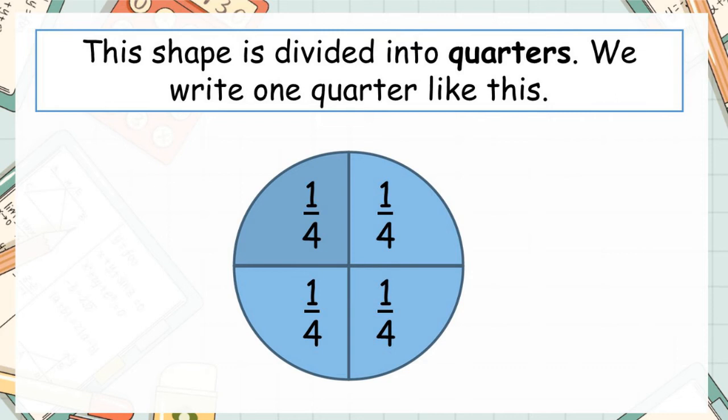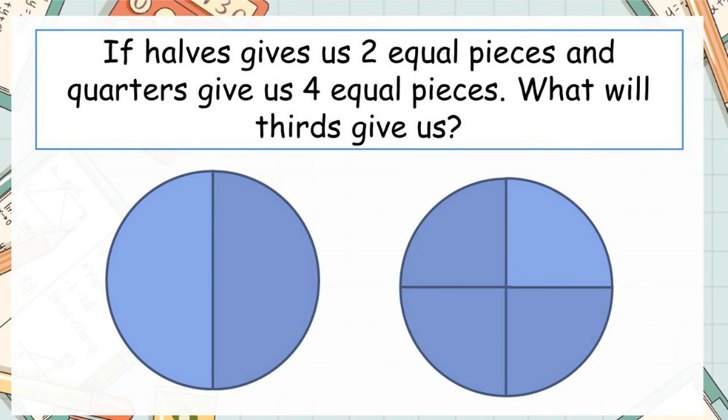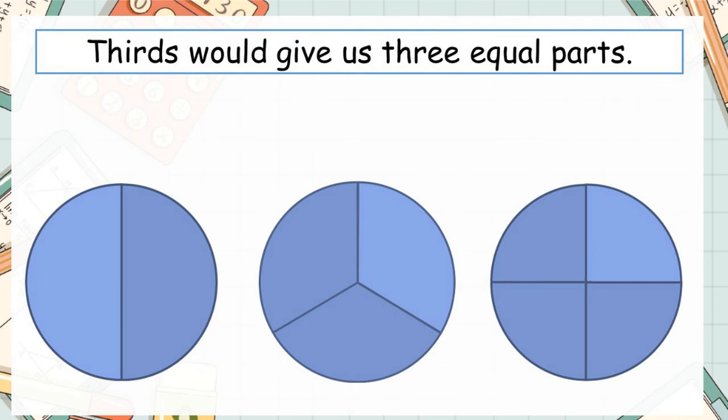1/4. If halves give us 2 equal pieces and quarters give us 4 equal pieces, how many pieces do you think thirds would give us? Pause the video and write down an answer. Well, of course, thirds would give us 3 equal pieces. So 1/2, 1/3, 1/4.